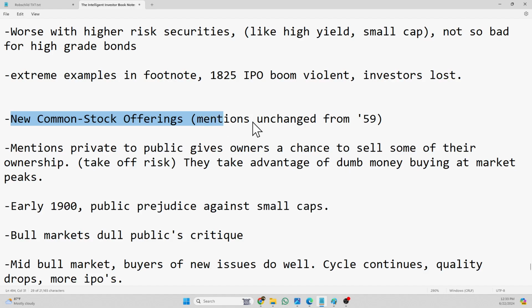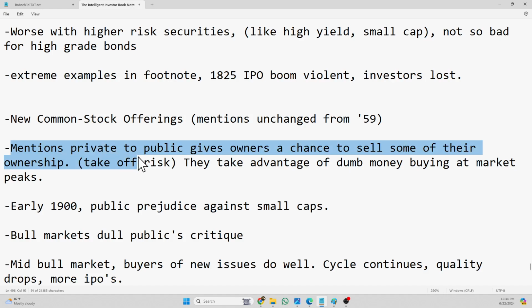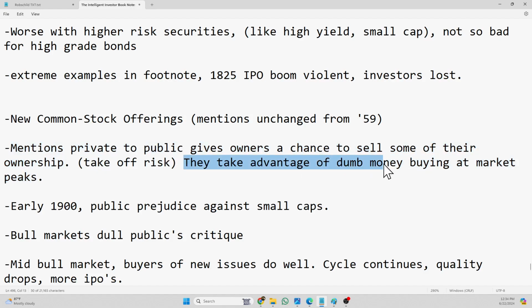new common stock offerings. He mentions that this is unchanged. He didn't change his view since 1959. We mentioned that going from private to public gives owners a chance to sell some of their ownership and take off risk. They take advantage of dumb money buying at market peaks. So again, when the whole market's way up, that's when smart business owners see people paying crazy amounts for ownership of things, even if it's clearly not worth that much, so why not sell some of it? That's what's going on here.